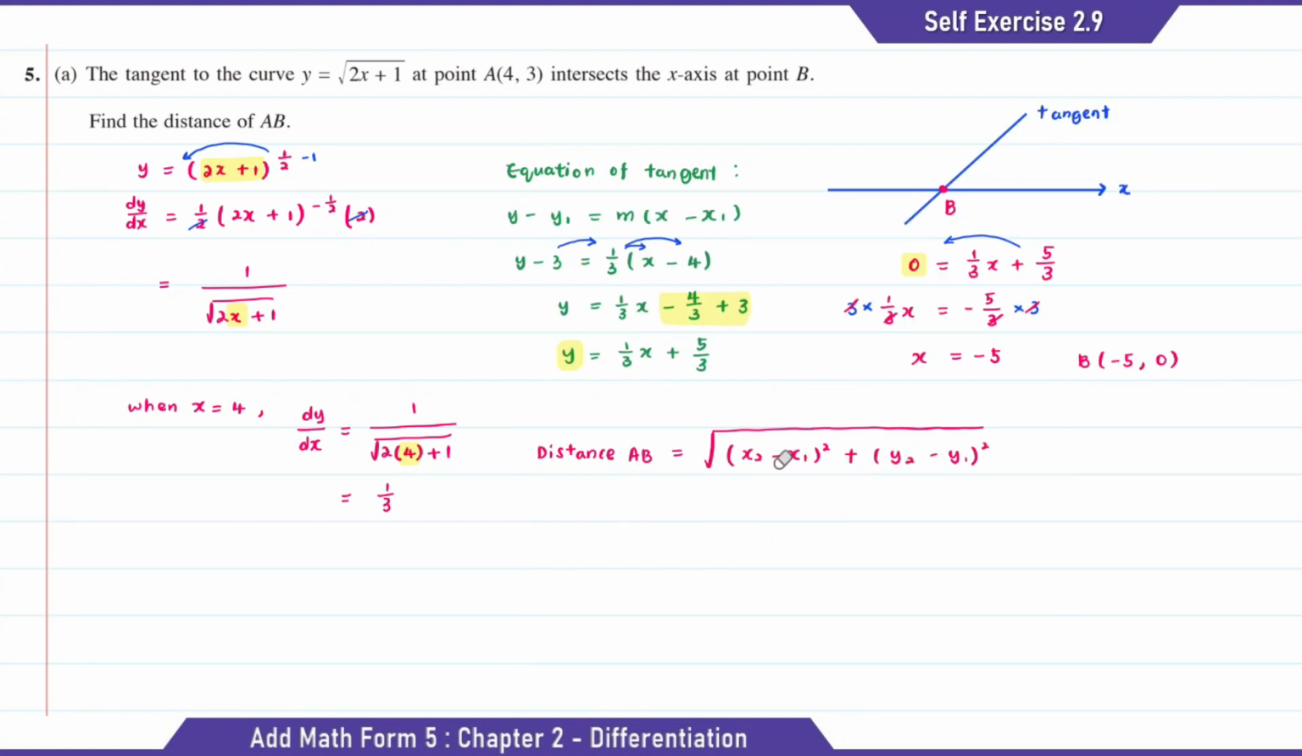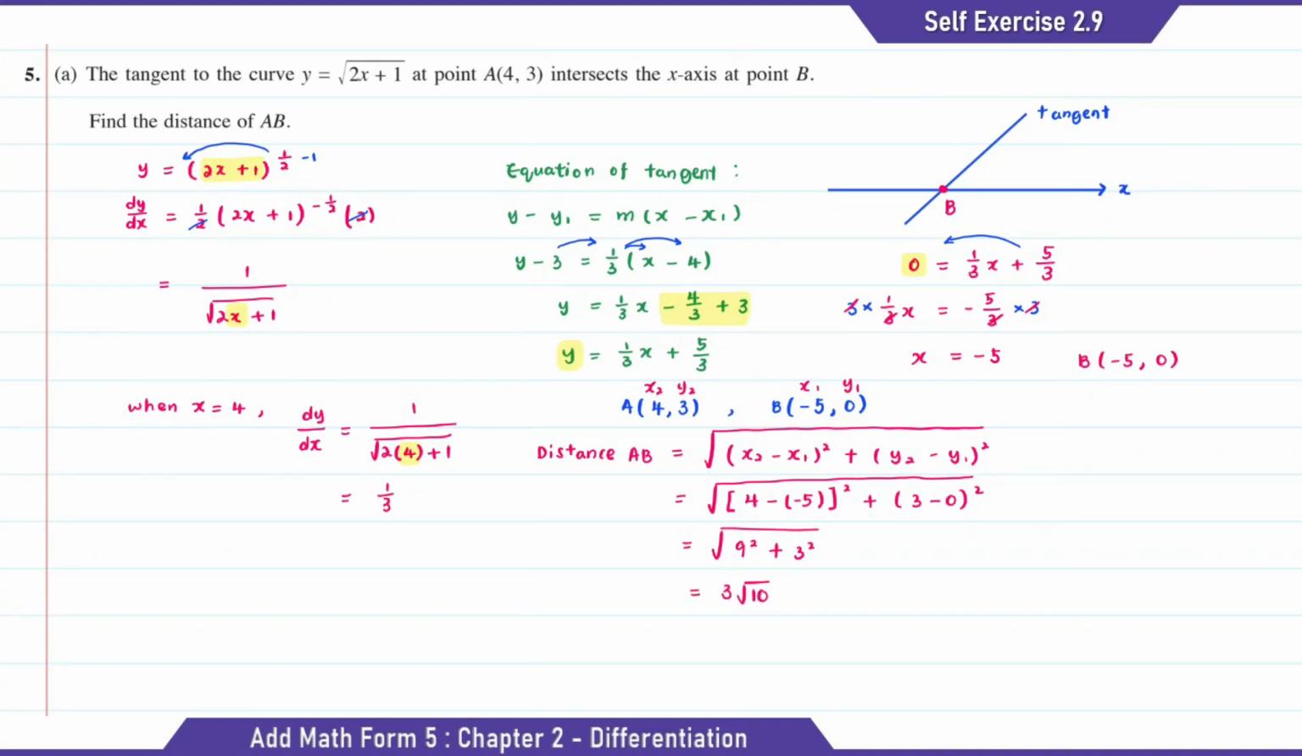To find the distance AB, we're going to use this formula. So here I'm going to let point A be (x2, y2), then point B be (x1, y1). Then substitute into the formula. This is equal to square root of 9 squared plus 3 squared. Then the answer will be 3 square root 10.